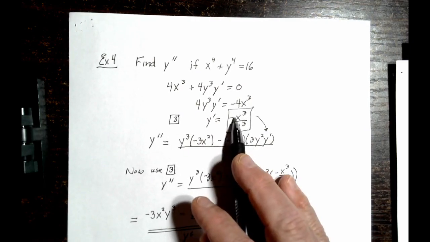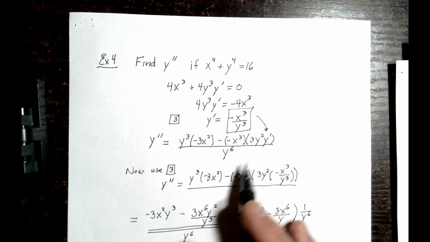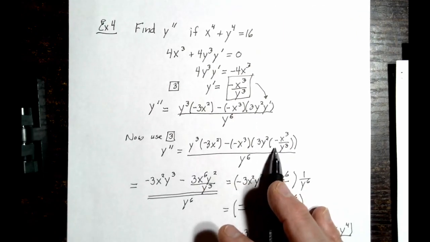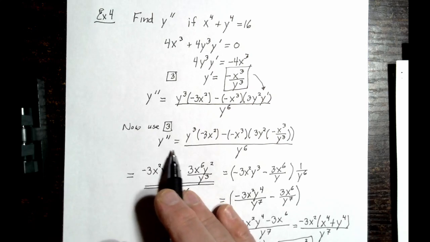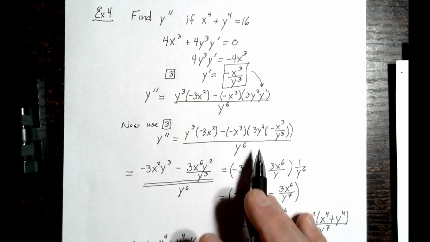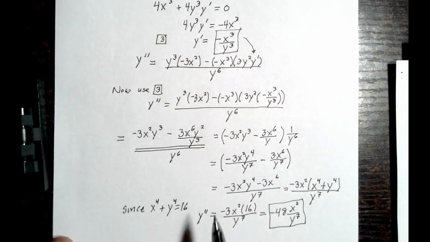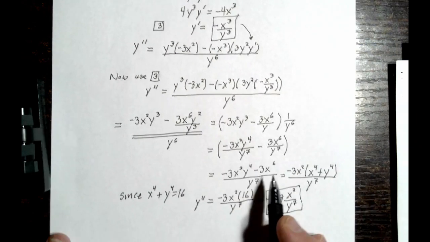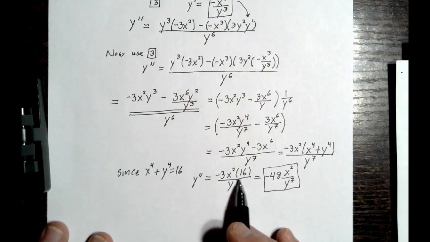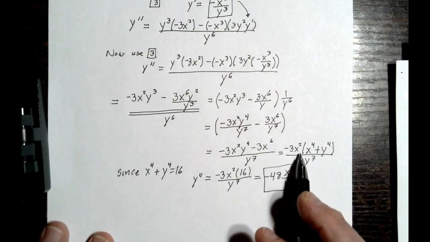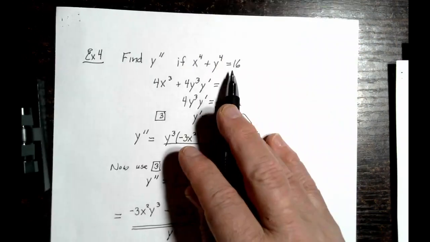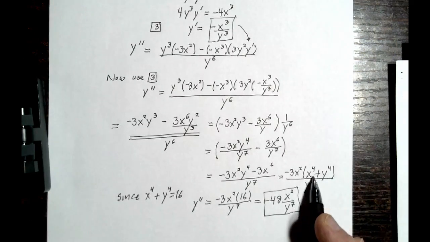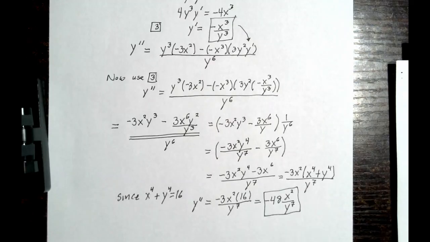Now we know what y prime is, so you can plug that into there. So this is all in terms of just x's and y's. There are no y primes in there. So the second derivative of y looks like this. And you can do some simplification here, some algebra as we factor it down. And then at some point, if you can somehow get x to the 4th plus y to the 4th in your answer, we know that that equals 16. So you can replace this with a 16 and it dramatically simplifies your answer.